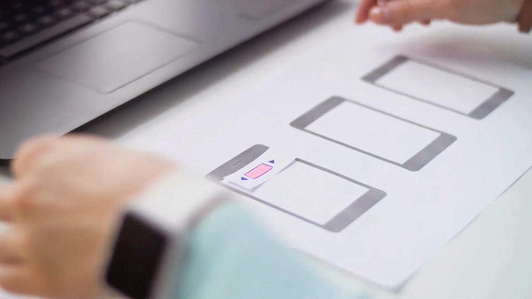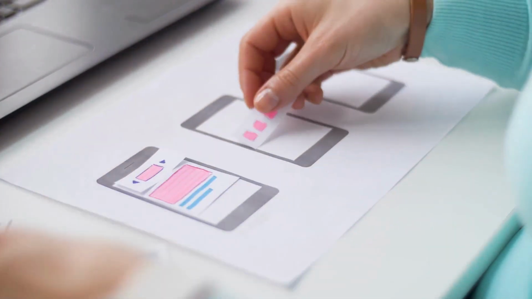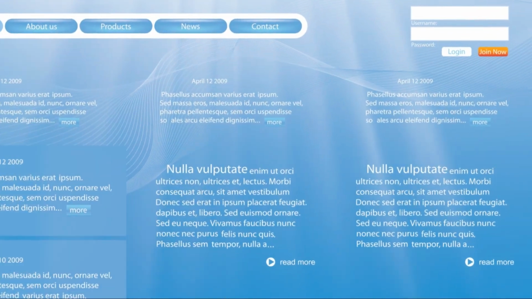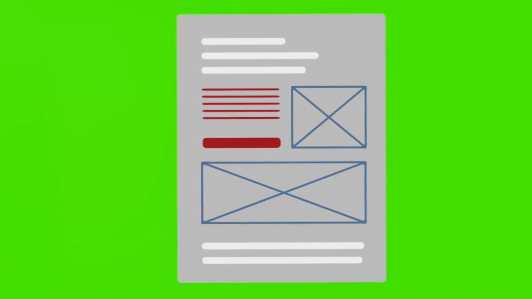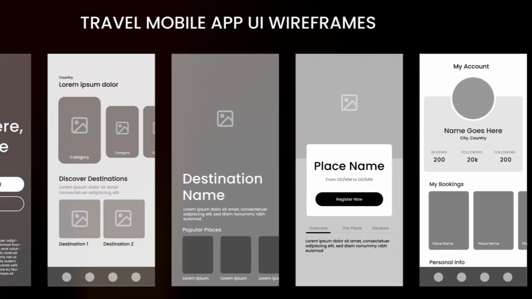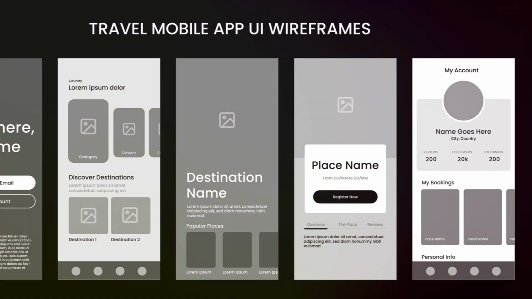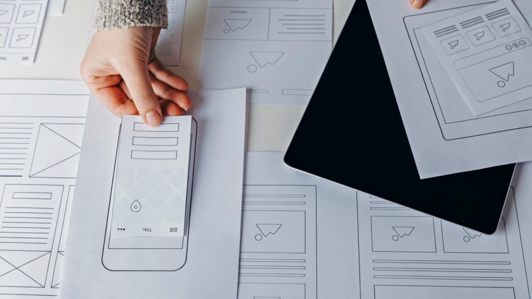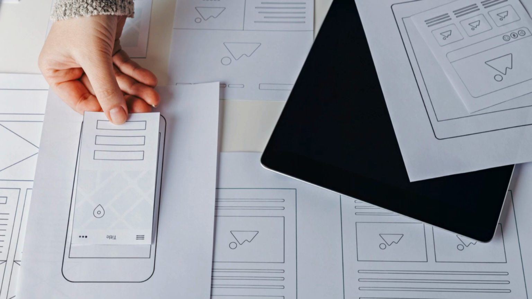Wireframing helps UI designers to define the information hierarchy. This ensures that the most important elements are given prominence. By prioritizing and organizing content, designers can ensure that users can easily find what they're looking for. This enhances the overall user experience. It also helps to establish the layout and navigation. A well-structured wireframe guides users seamlessly through the interface.